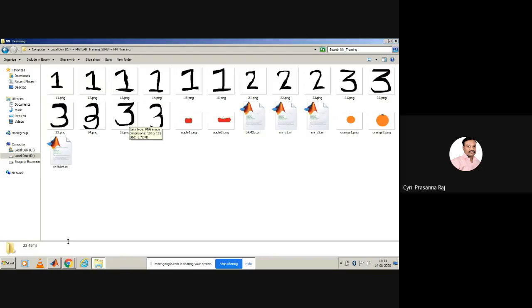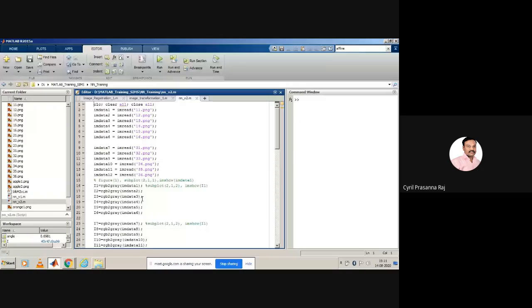For that we'll write a simple MATLAB program. So this is a program that will help us. Okay, just hold on. This program I will post once we complete this session. So let me explain the program.